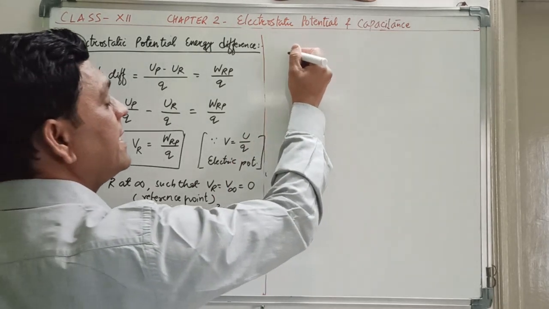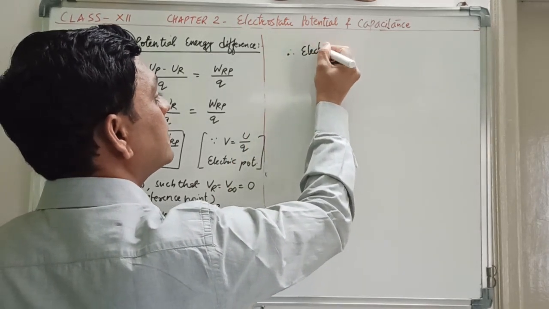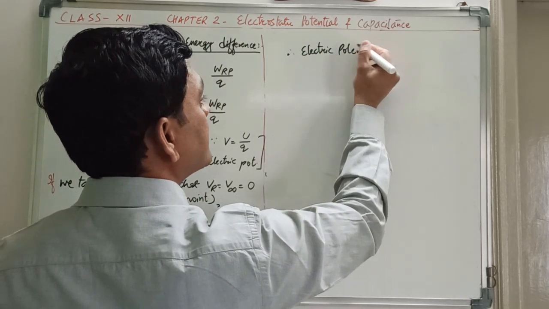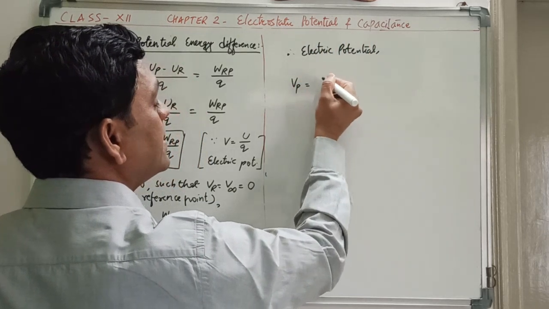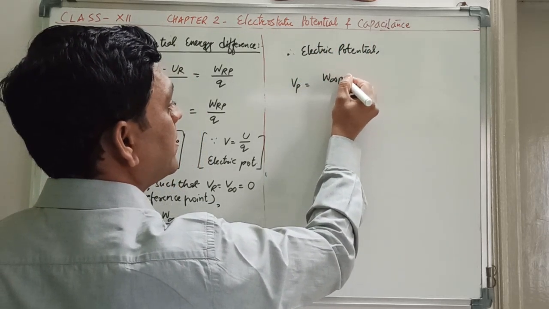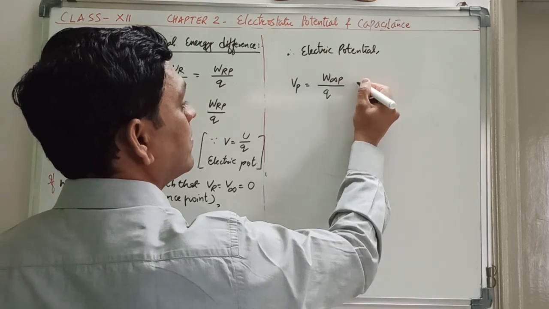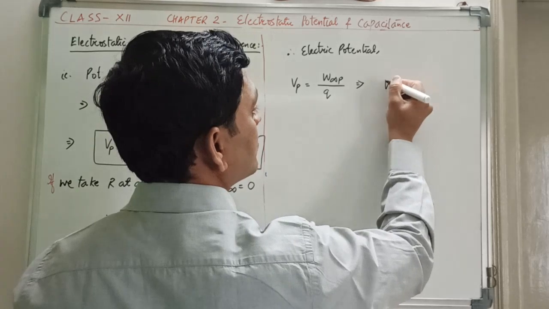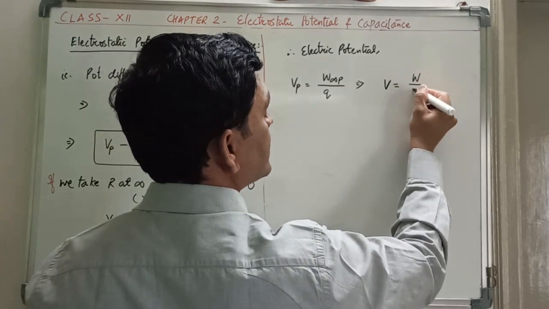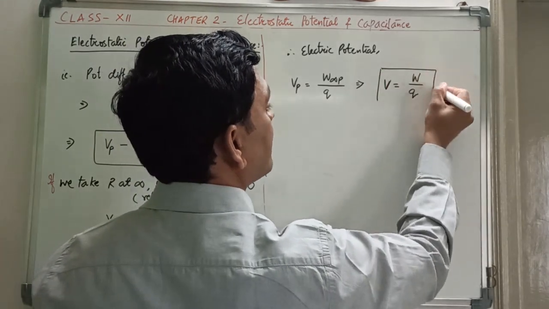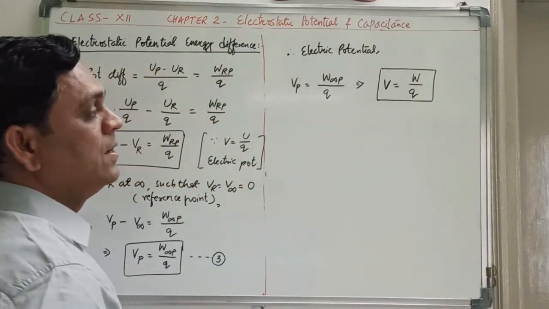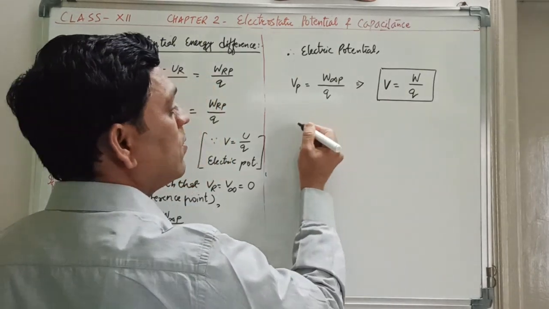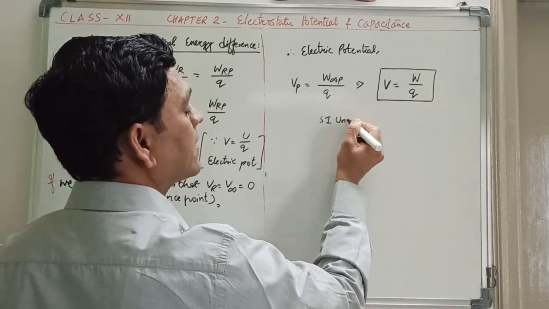Therefore, you can always write now, electric potential V, that is V at P, is equal to W infinity P upon Q. Later on, we will not mention P; whenever we ask what is electric potential, taking the reference point at infinity, we will give the formula for the electric potential as V is equal to W upon Q.